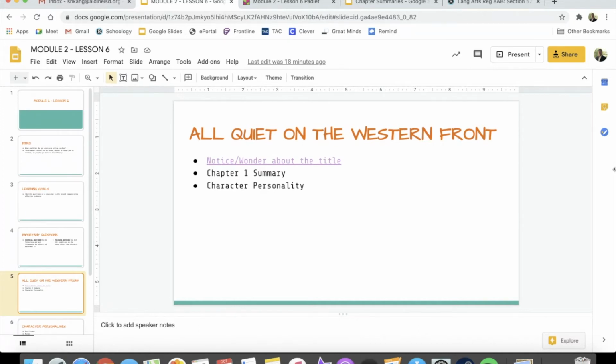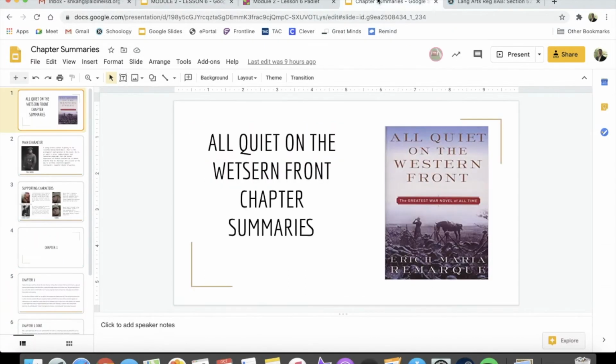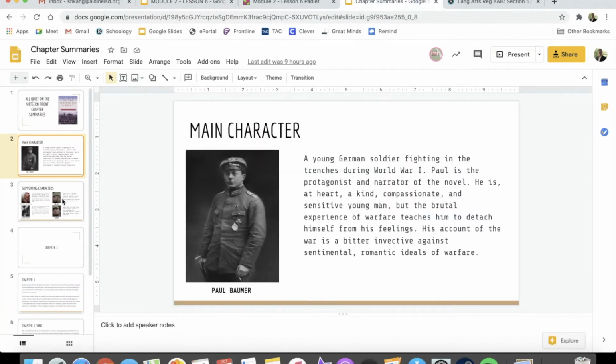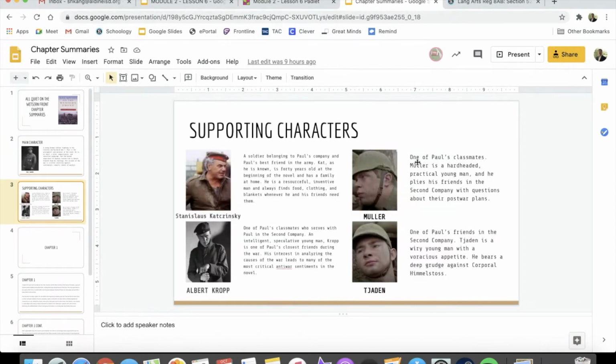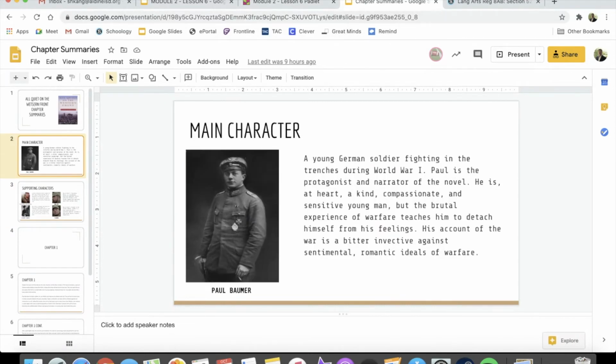So the book is set during the war. Like, the war has already started, and these soldiers are already fighting. If you see in the chapter summaries right here, the main character is Paul. We're reading the book from his perspective, right? He's the narrator, and these are the main people in his group: Stanislaus Kaczynski, or Kat, Mueller, Abercrombie, and Theoden. So these are the main supporting characters and the main character. Okay, these are the ones that you're going to be focusing on directly.